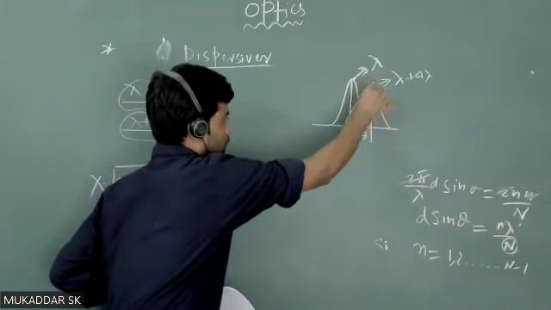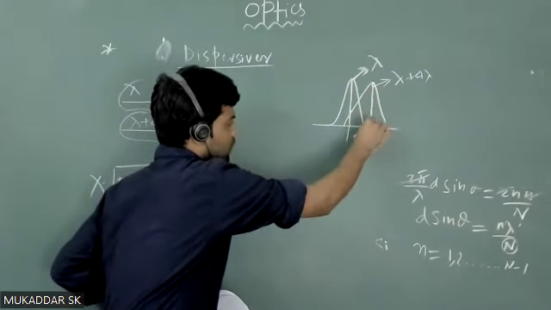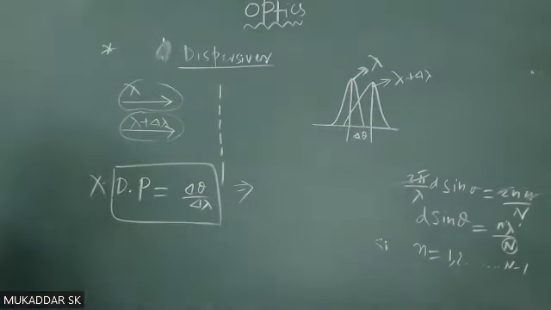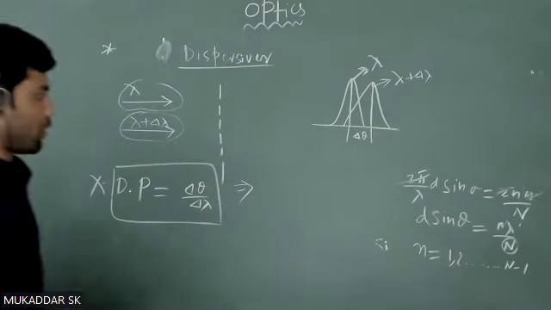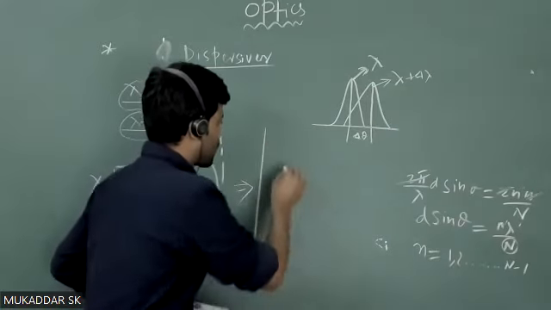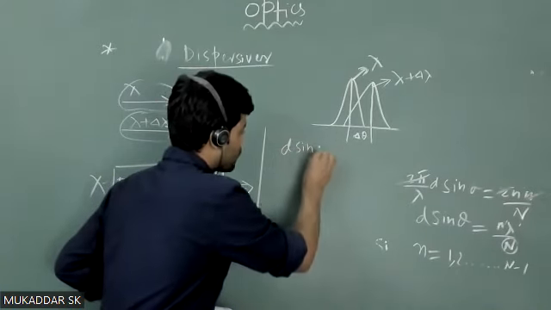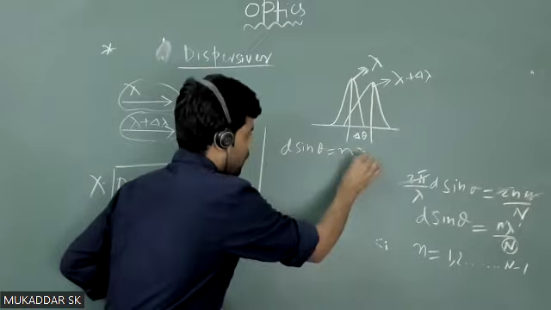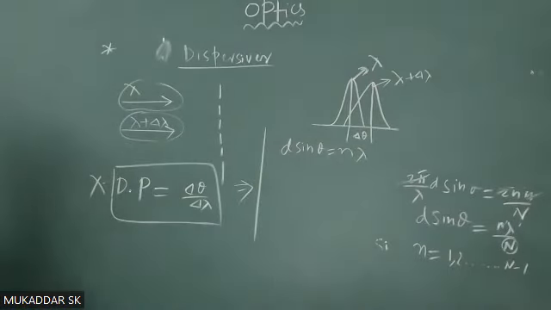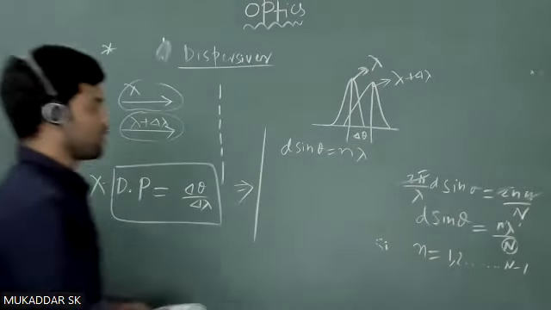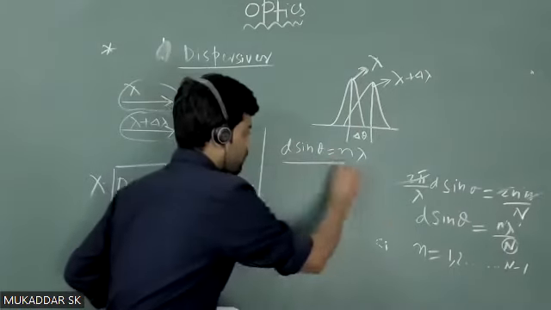These are basically your maxima, or principal maxima, whatever it is. So these are the maxima. For this I'll use the condition of maxima. So what is the condition of maxima? d sin theta equals n lambda. Since we are discussing maxima, we will apply this formula.